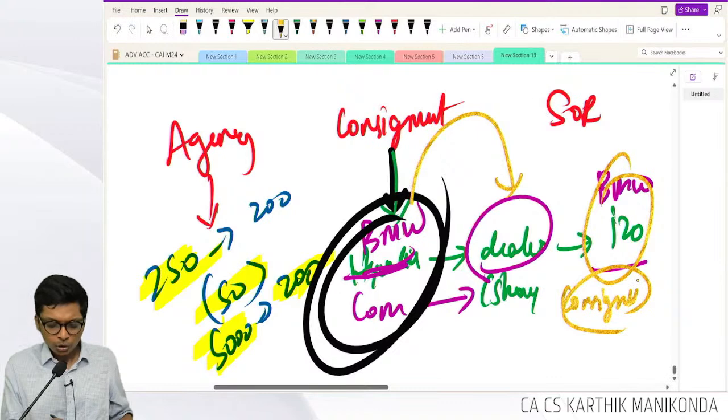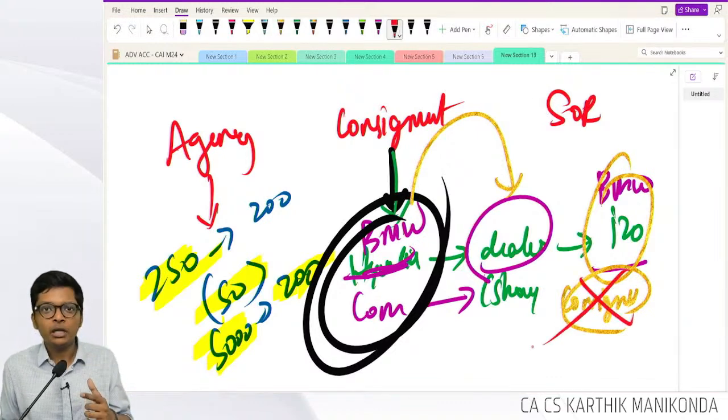Are you following? So when the goods are finally sold to consignee, no. How can you say you're following? You should have immediately struck in your mind now. Sir, you told a wrong statement. I intentionally told it wrong. You just cannot listen without having attention in the class.